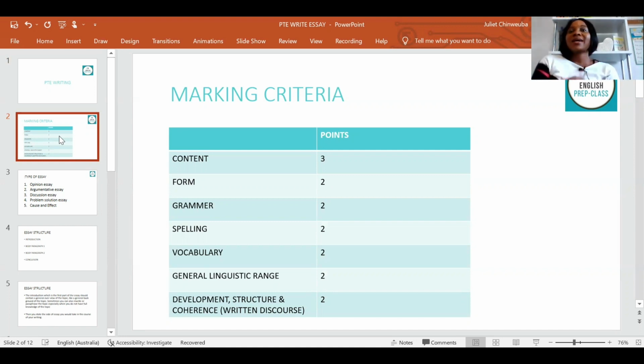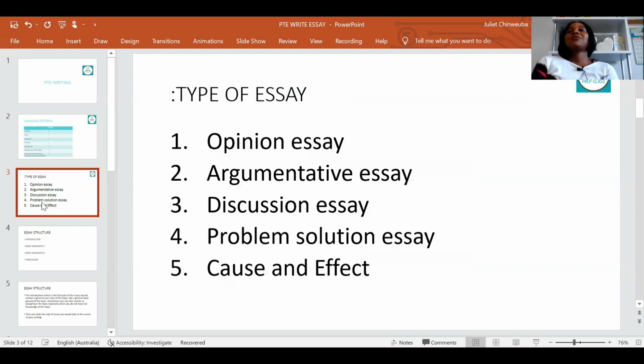Yeah, so this is your marking criteria. You should be able to understand it. So when you write an essay and you don't get 15 marks in the essay, maybe you remember, and then you recall where you have made a mistake.